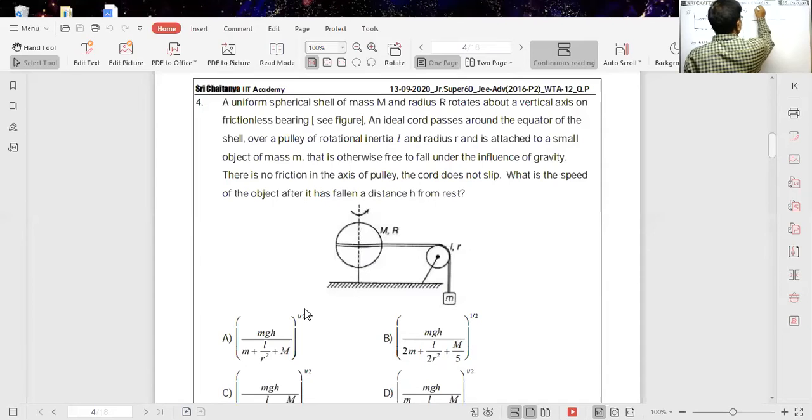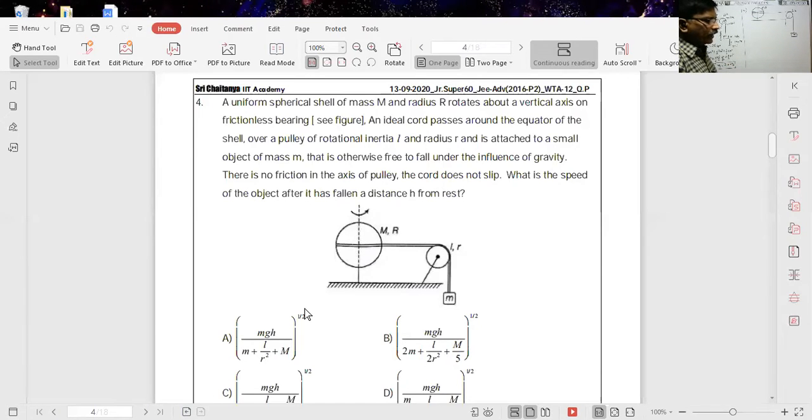on the horizontal surface, there is a vertical axis. About the vertical axis, one sphere is made to rotate freely. Here, a string is wound around this sphere, and the other end of the string is passed over a frictionless pulley. This pulley has moment of inertia I and radius small r. The string is passed over this pulley, and at the other end, a block of mass small m is connected. Here, the mass of the sphere is capital M and the radius is capital R. That is given. Okay, now all of you see the problem.